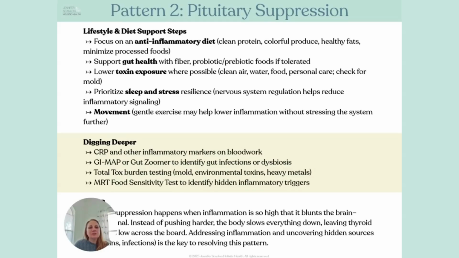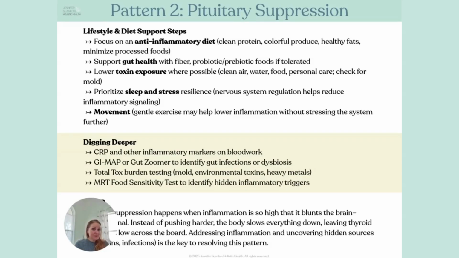And then we would also want to lower toxin exposure whenever possible. Again, filtered water, clean air. Our food, we want it to be organic, personal care products as clean as possible, and check our home environment for mold. We want to prioritize sleep and stress resilience. Nervous system regulation here can play a huge role in reducing inflammation. And then getting some movement. Gentle exercise, not overtraining, but gentle exercise can help lower inflammation without stressing yourself out further.